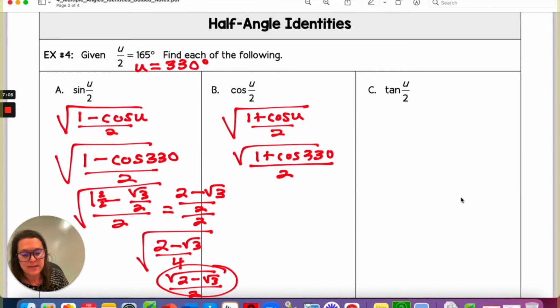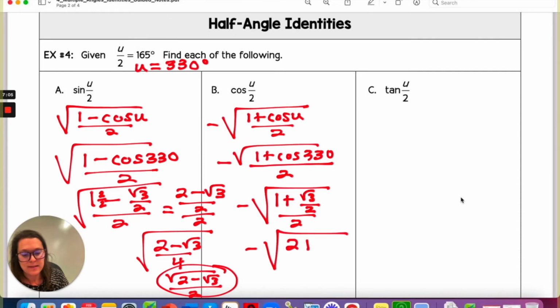If I think about my cosine half angle, 165 would put me in quadrant 2, all students. So my cosine is going to end up being negative, so I want to put a negative in front of this. Okay, so here we go. We get the square root of 1 plus the cosine of 330, which is root 3 over 2, all over 2. So that becomes the negative square root of 2 plus root 3 all over 4, which would be the negative square root of 2 plus root 3 all over 2, that 2 not being underneath the square root sign.